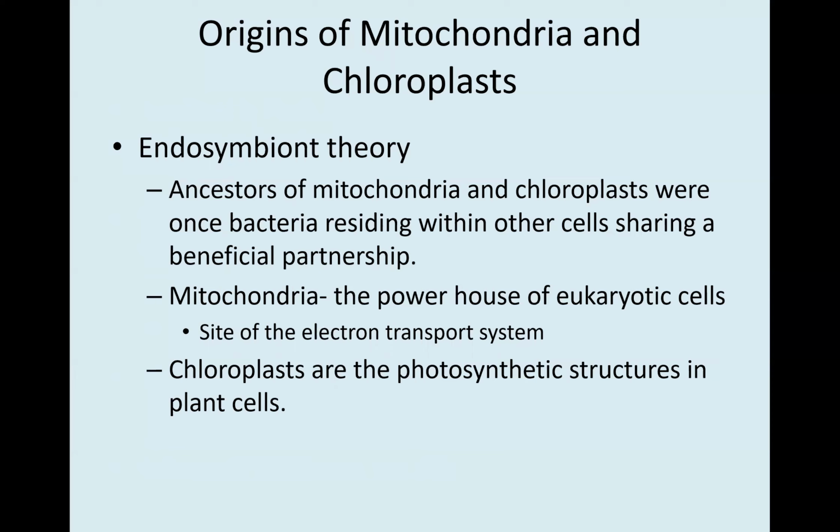sharing this beneficial partnership. So the mitochondria is the powerhouse of eukaryotic cells, and it's the site of the electron transport chain or the electron transport system. And chloroplasts are extremely important for plant cells to allow for photosynthesis to take place. So while these are eukaryotic organelles, they were once thought to be bacteria.